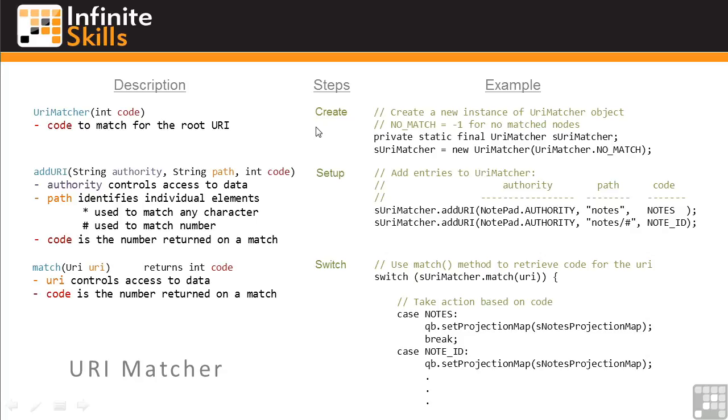There are 3 steps. First, creating the URI Matcher, then setting up the matching paths and codes, and finally switching to route processing via the switch method. So let's go through each step and then we'll look at example code in our Notepad app.